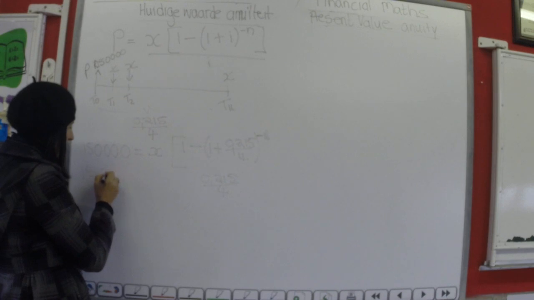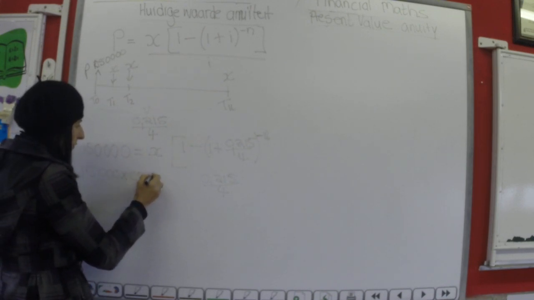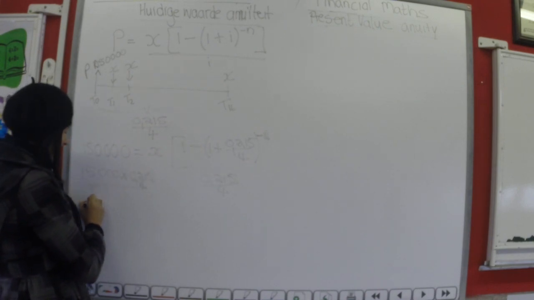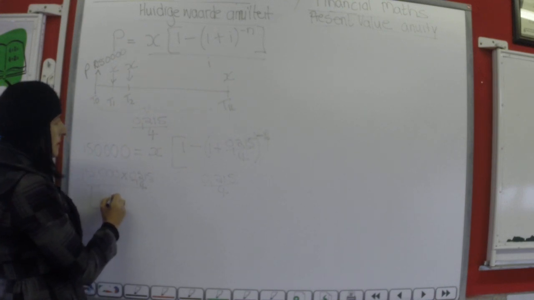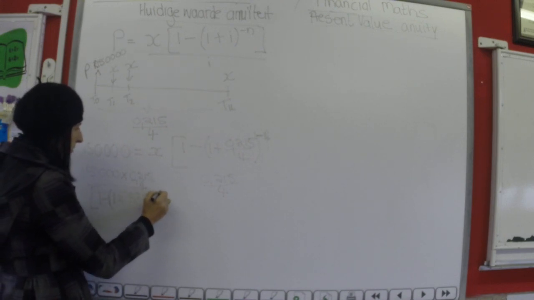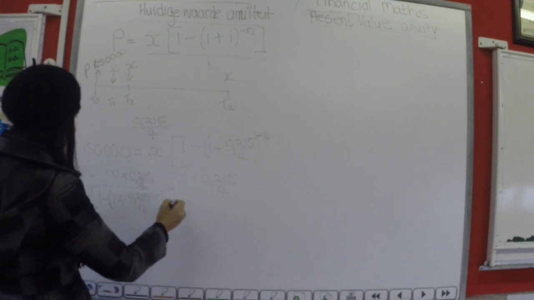15,000 maal 0,215 op 4, en dan deel ek dit met daai hele hakkie gedeelte. 1 minus 1 plus 0,215 op 4 tot die mag minus 16. And that's going to give me X.